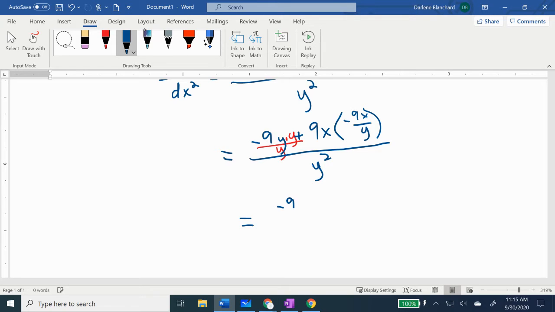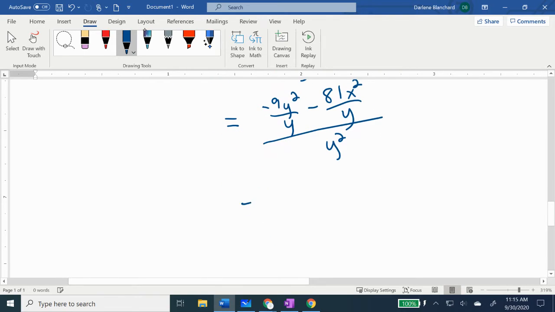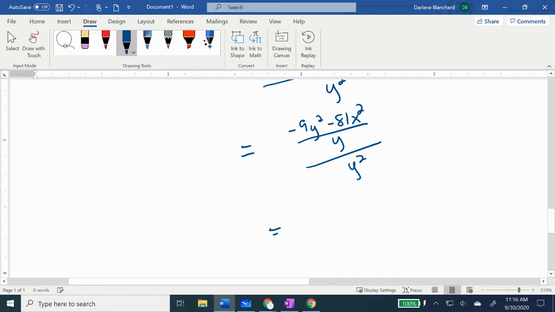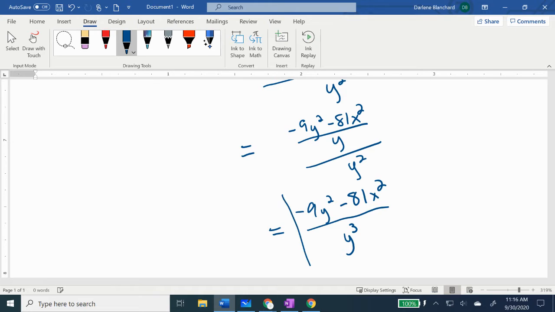So I have negative 9y squared over y minus 81x squared over y squared. That will give me negative 9y squared minus 81x squared all over y squared. And that's going to wind up bringing the numerator's denominator down to the denominator. So y squared times y will give me a y cubed. But I'll bet that textbook simplified it from there.